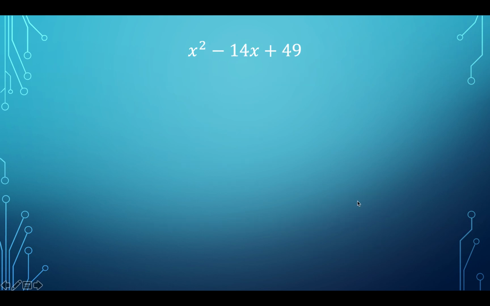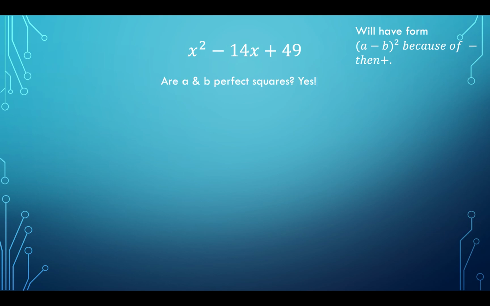So now we have x squared minus 14x plus 49. It will have the form a minus b squared because of the negative and then the positive. Are a and b perfect squares? Yes. a is equal to x because x times x gives me x squared, and b is equal to 7. How do we know that? Well, we could take the square root of that last number. If it's a whole number, no decimals, nothing, it's a perfect square. So a is equal to x and b is equal to 7.